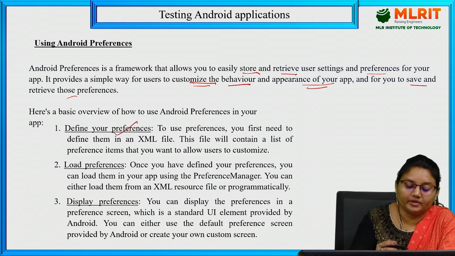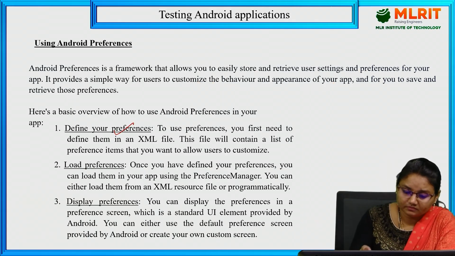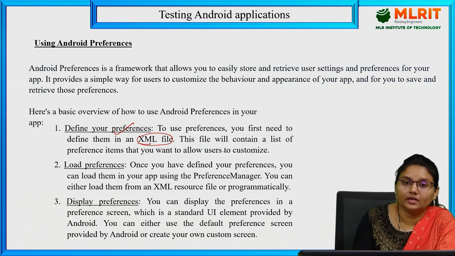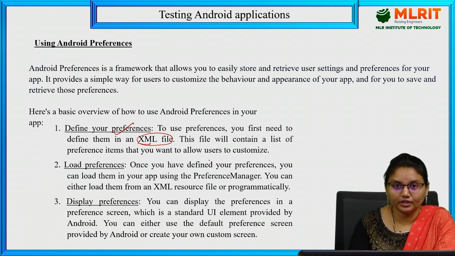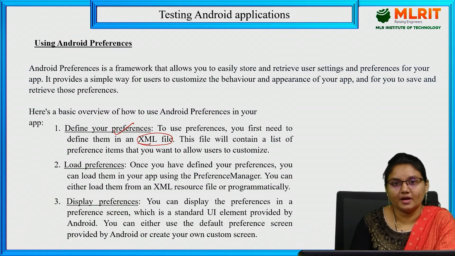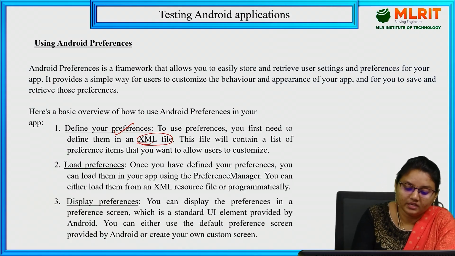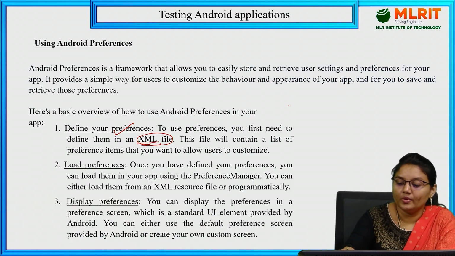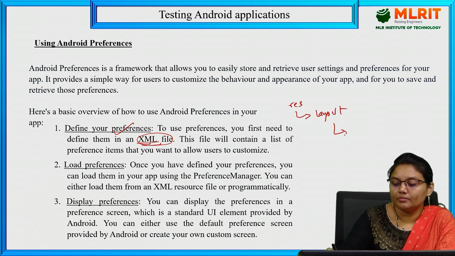First, define your preferences. How to define? Define them in an XML file. This file will contain a list of preference items that you want to allow the user to customize. Whatever customizations you want to define for your application to run on any Android mobile phone should be written in an XML file, which will be stored in the resources, in the layouts.